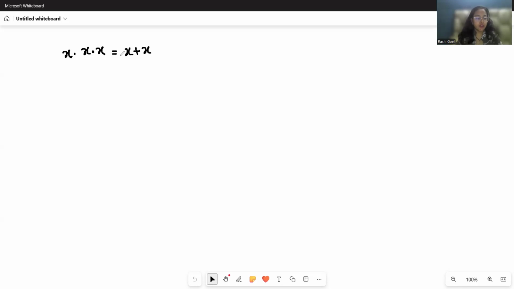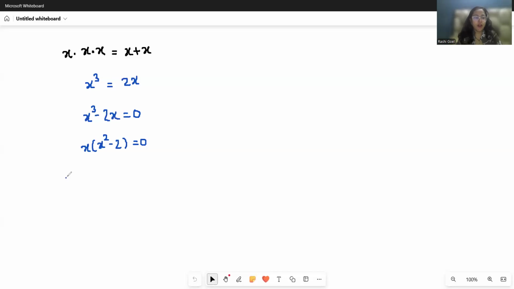So we have, given, we can write x times x as x squared equals 2x. Now take all terms together. So x squared minus 2x equals 0. Now I can take x as common. So x times (x minus 2) equals 0.